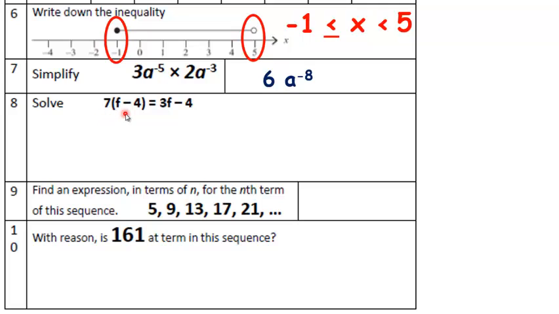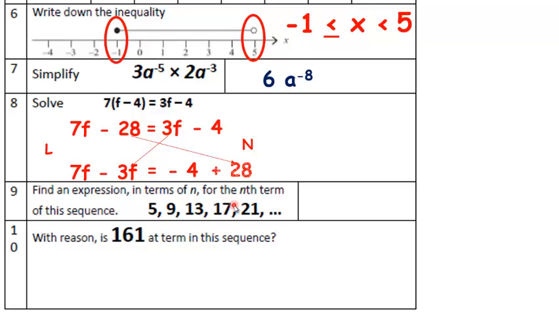Question 8, 7 times f is 7f, 7 times 4 is 28, so it'll be -28, 3f, -4. Now, I need to bring all the letters on one side, the numbers on the other. So the 7f is going to stay put, and that 3f is going to come across, and it's going to become -3f. That -4 is going to stay put. I need to remember to put the minus sign with it, because that's -4 over there. And now I'm going to bring the -28 across, which is going to become +28.